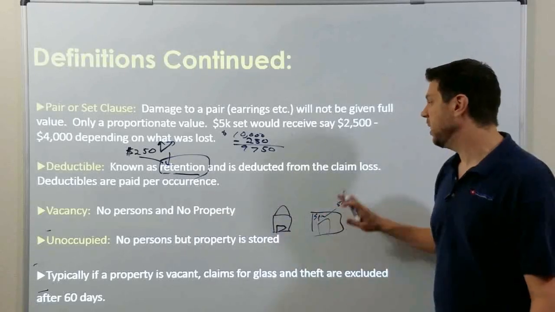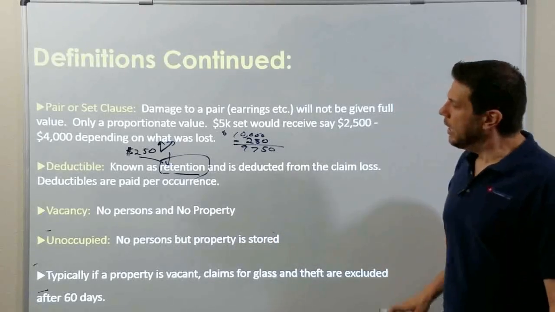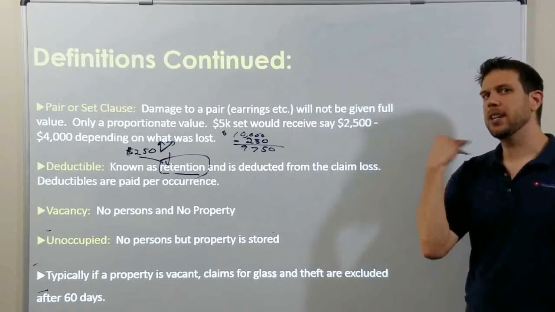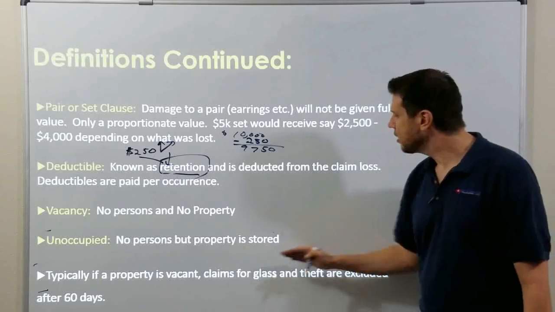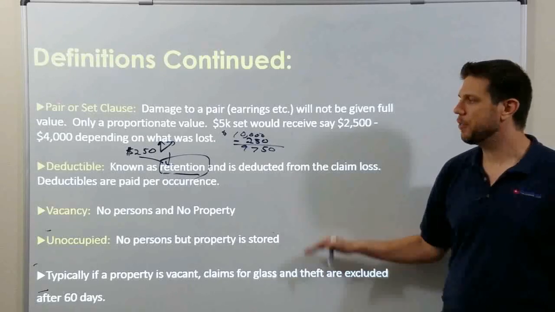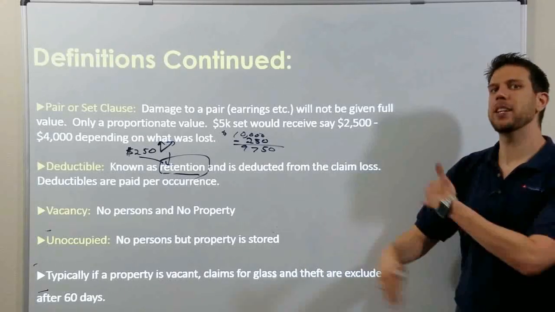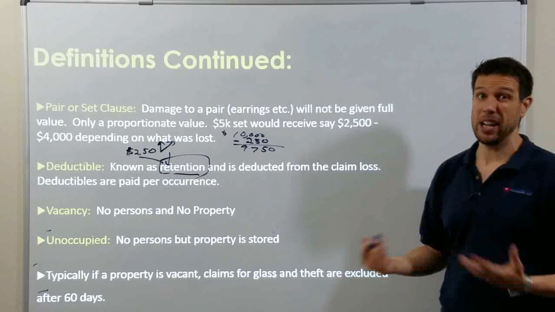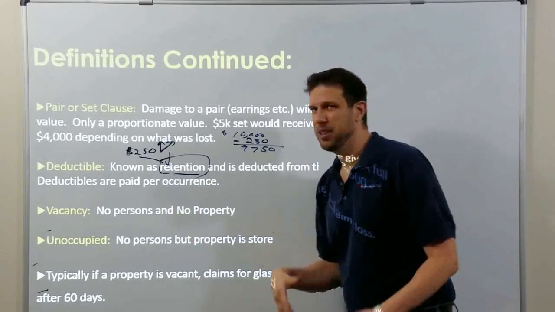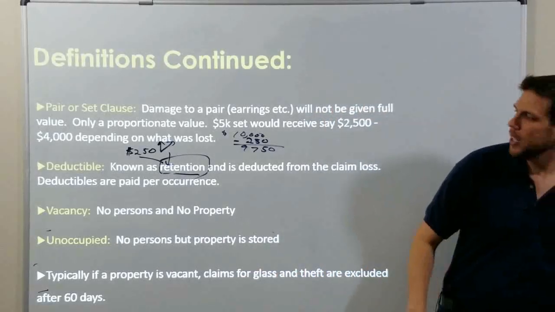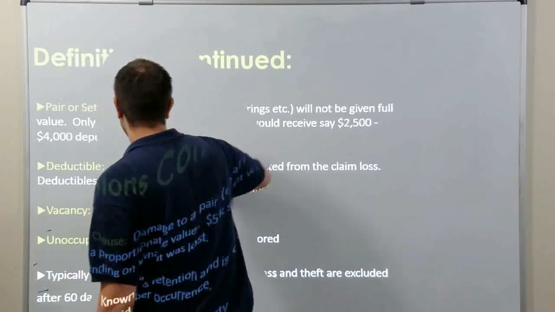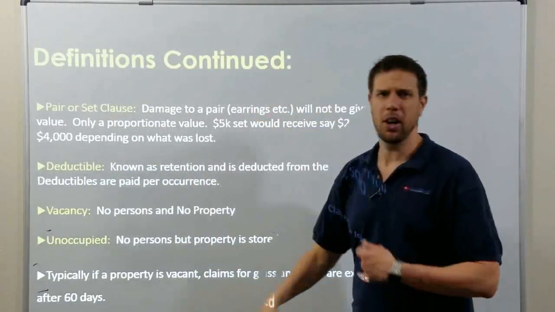Vacant buildings are completely empty. If a building is vacant for longer than 60 days, there is no coverage for glass, theft, or vandalism. Typically, if a property is vacant for 60 days, the insurance companies start diminishing coverage because the person doesn't care about the building. So we don't really like vacant buildings. There's nobody there. There's no stuff there. There's no reason to go if it's just completely empty. We will cover unoccupied buildings, though, because when you have stuff there, you're likely going to check in on it and make sure it's all up and well.